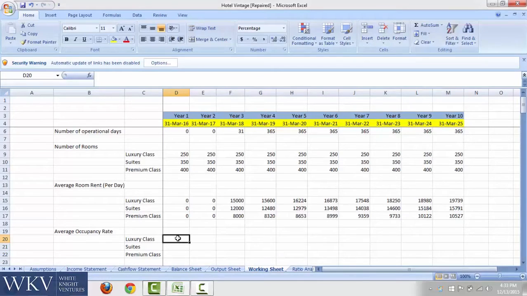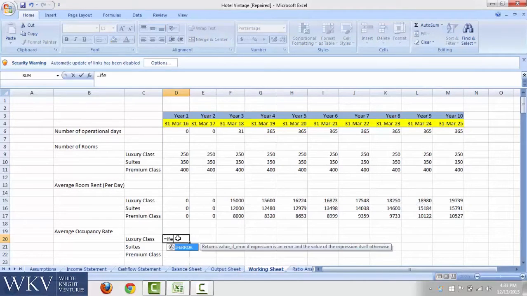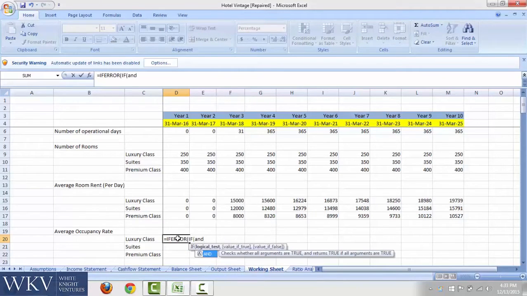What this formula does is it displays 0 in case of any kind of error, and in case of a value it displays the value only.